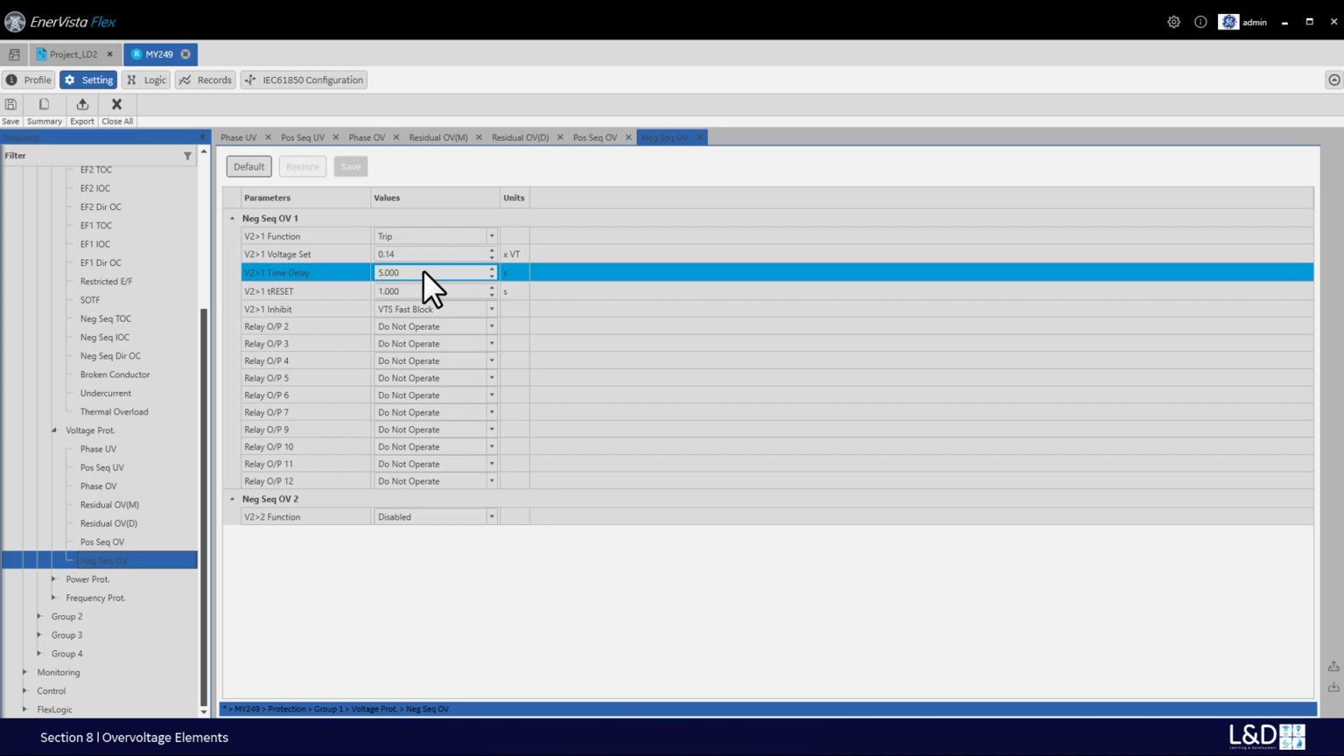So that concludes all these voltage elements. There's a total of 2 undervoltage and 6 overvoltage. Then the 2 residual overvoltage elements have 2 different inputs for the measured and derived, but the output operands are the same. And all this detailed information can be found in the instruction manual.